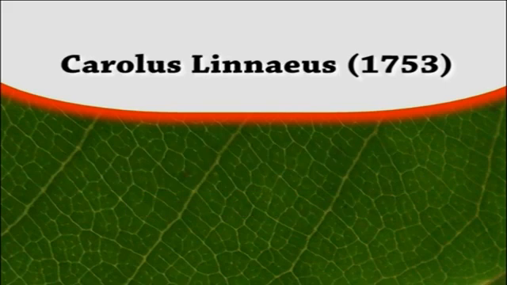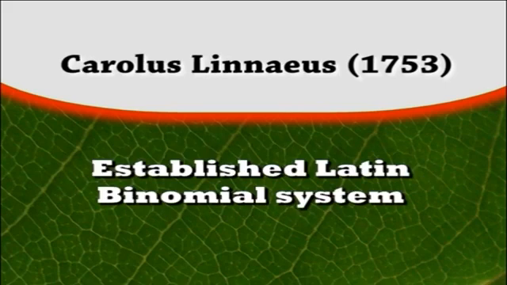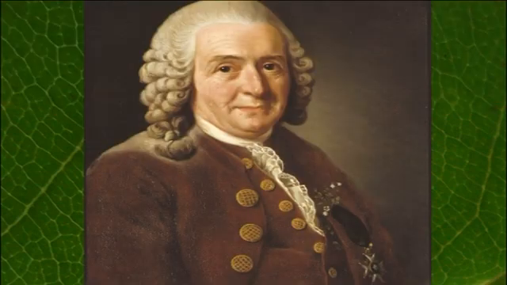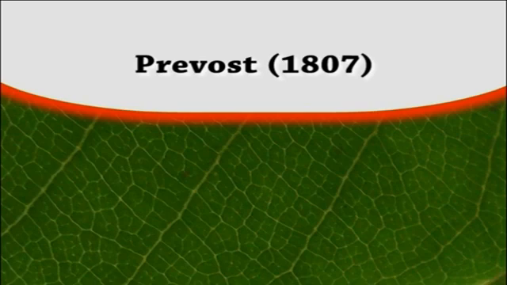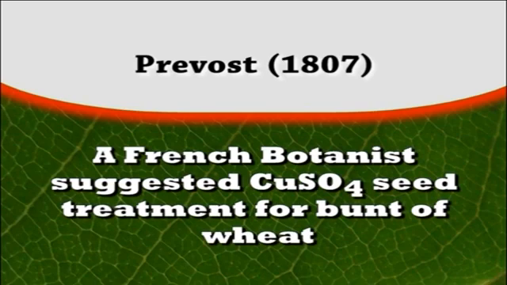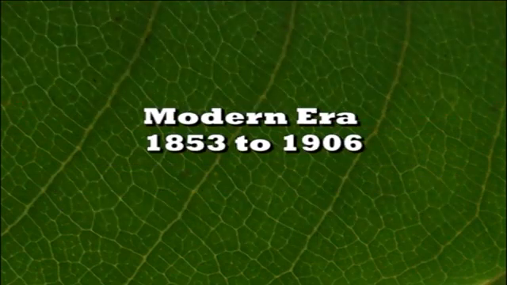Next is Carolus Linnaeus, 1753. He established the Latin binomial system of nomenclature of plants and animals in his book Species Plantarum. Next is Prevost, 1807. He is a French botanist who suggested copper sulfate seed treatment for bunt of wheat.